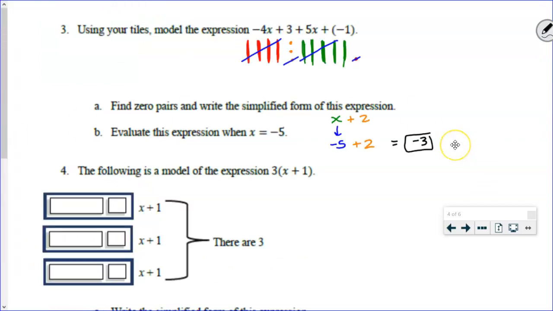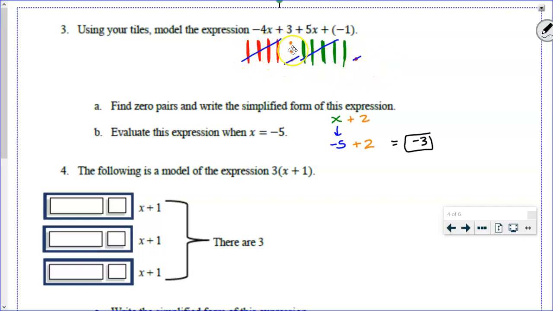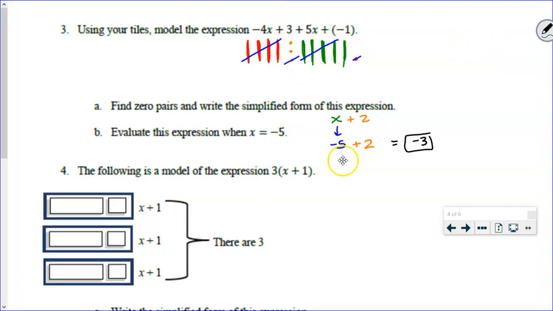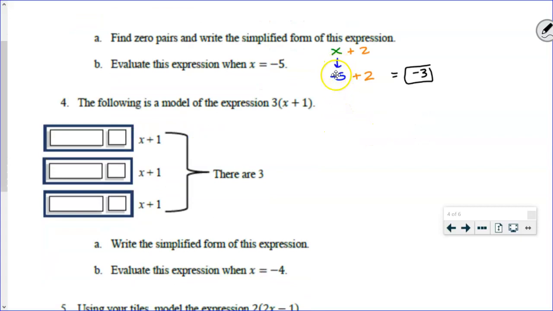Okay, number 3, A and B. Here's my model. You can see I'm using color, so I'm not drawing the full rectangle. My negative 4x tiles, 3 positive unit tiles, 5 green positive x tiles, and 1 negative unit tile. I didn't move them around because I was trying to mimic what you guys would be able to do drawing it. But you can see I crossed out these 4 because they zero out these 4. Crossed out this one because it zeroes out this one. That leaves me with the simplified expression x plus 2. Substituting in the value of x equals negative 5, I can evaluate, and negative 5 plus 2 is equal to negative 3.